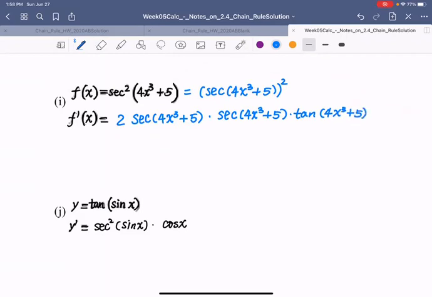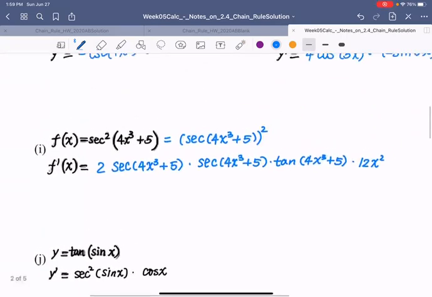We're not finished. We still have the 4x cubed plus 5. This guy's derivative is? It will be 12x squared. Yes, 12x squared. That guy is 0. Times 12x squared. Very good. You do very good. Thank you.